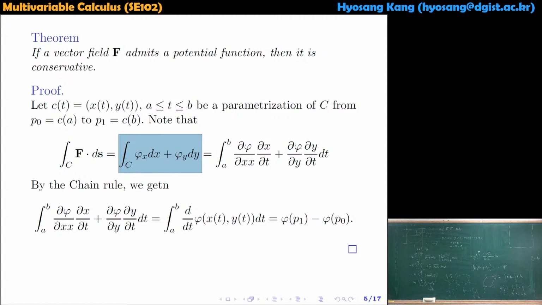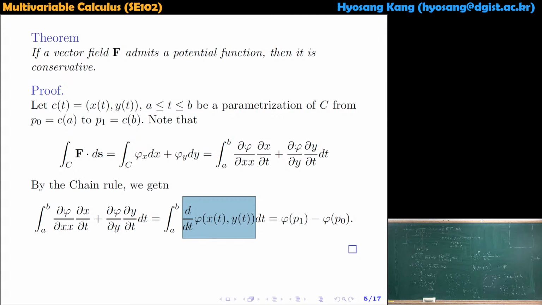So by the chain rule, the integrand is actually equal to the derivative of phi composed with the parameterization of c, in terms of t. There's a typo again, so there's no x here. So we have d dt of phi composite c, and then dt again. So what we have here is nothing but taking a derivative of phi, which is a function of t, and then taking the integration again, right?